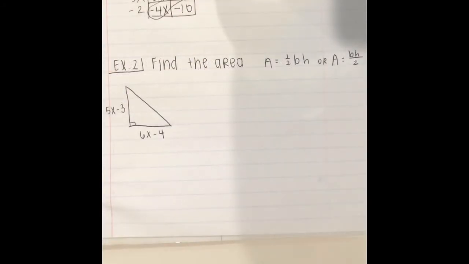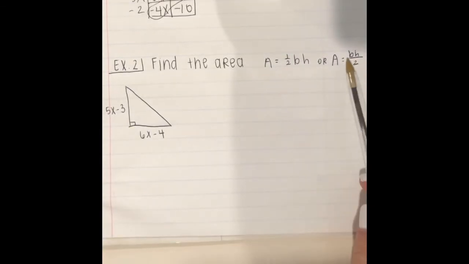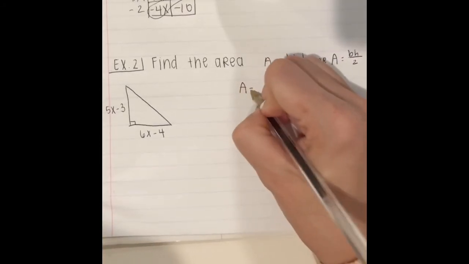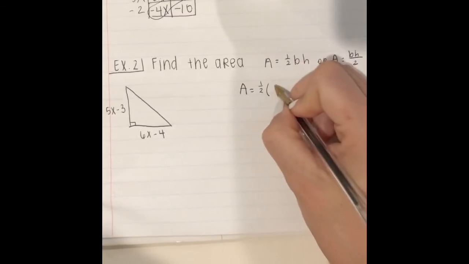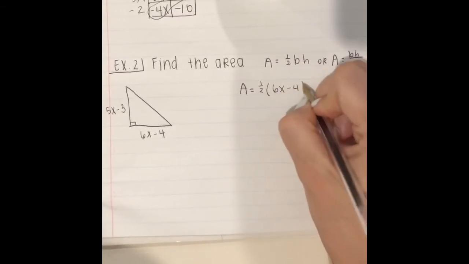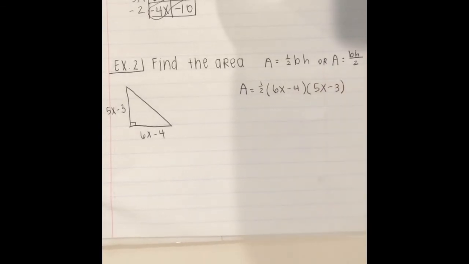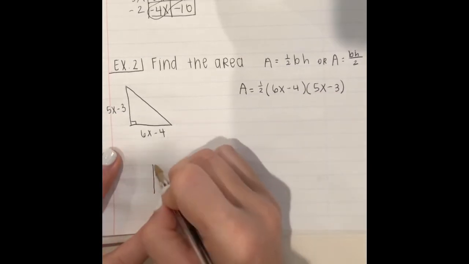Same thing with the triangle, you just have a little bit different formula for your area. Basically, it's 1/2 times your base times height, or just divide your base times your height by 2. It's the same thing, okay? So, area equals 1/2 times our base, which is 6x minus 4, times our height, which is 5x minus 3, okay? So let's go ahead and put those in a box.